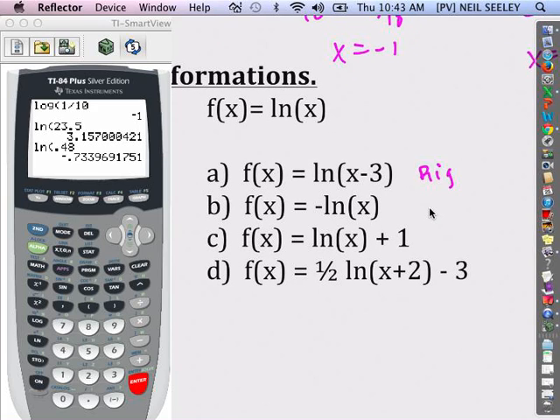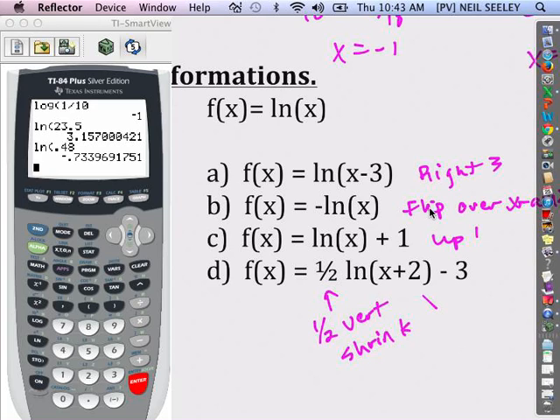Right 3, flip over the x-axis, call it a vertical flip. All the stuff you know and love, up 1. This is a 1/2 vertical shrink. Left 2, up 3. Done. Got it.